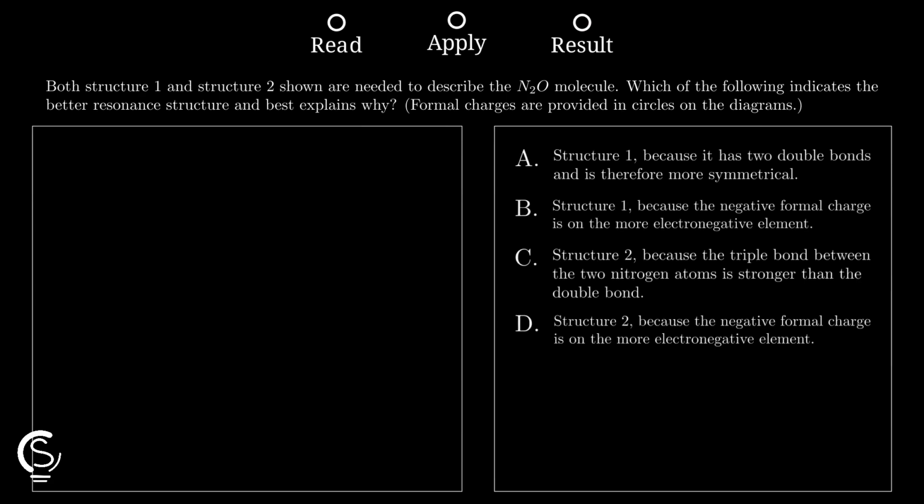First, we look at both structures to identify where the formal charges are located. Structure 2 is actually the preferred resonance form because of how it distributes its negative charge.